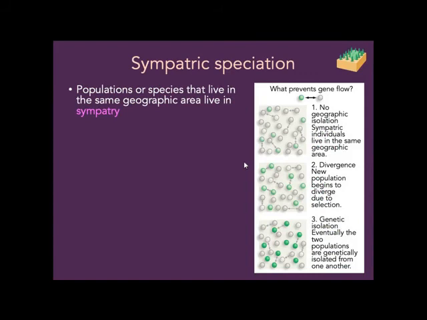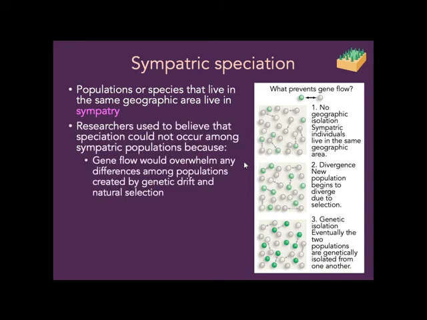Okay. So vicariance and dispersal are two kinds of allopatric speciation. So what does allo mean? That means different. Have you seen sym on anything? I think it means the same. Yeah, sympatric means same place, right? So populations or species that live in the same geographic area live in sympatry.